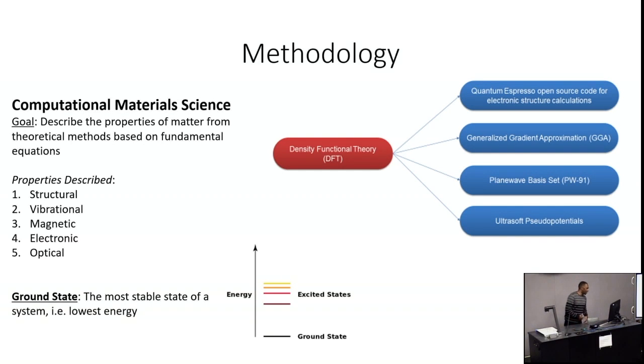So my method for studying the system is a computational approach. The computational science is going to describe the properties of matter based on fundamental equations like the Schrodinger equation, which solves the wave equation. That equation basically tells you where electrons are in space and how they move and migrate and how they facilitate reactions and bonding between molecules. Some of the properties that can be described in computational approaches are structural, vibrational, magnetic, electronic, and optical properties.